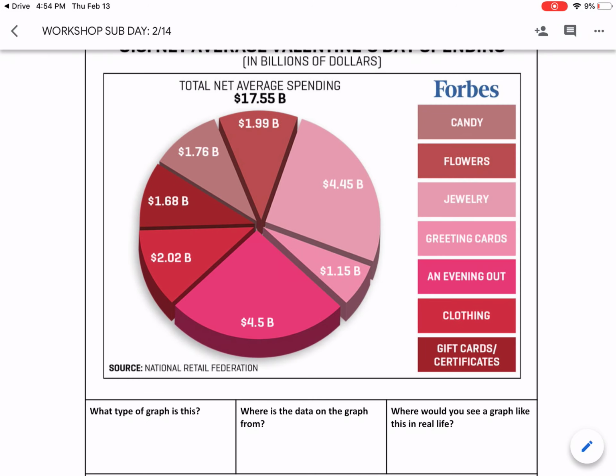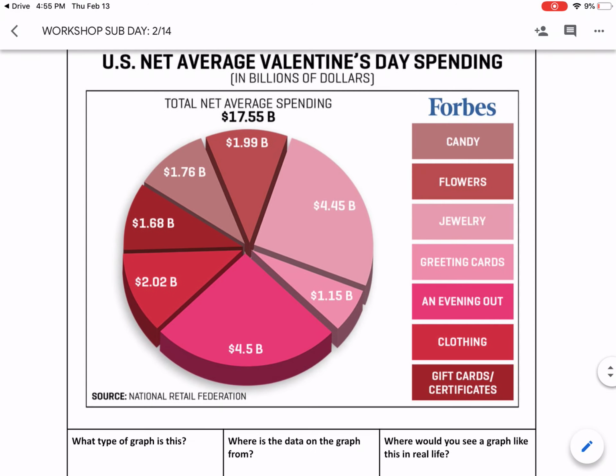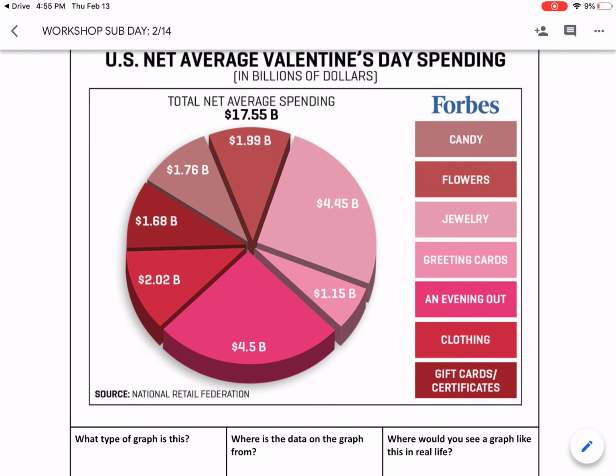I did ask you a couple questions. What type of graph is this? Okay, don't say it's a circle graph. It is called a pie chart, or if you called it a pie graph, I would be fine with that. And it represents parts of a whole. So that means the whole pie is $17.55 billion, and then it is divided into the equivalent amounts for how that's broken up. Whereas the data on the graph from, I already said it's the National Retail Federation. It's in the bottom left corner. Forbes is a magazine, a business magazine, so I'm thinking that they're part of it as well, just because it's on there. And then where would you see a graph like this in real life?